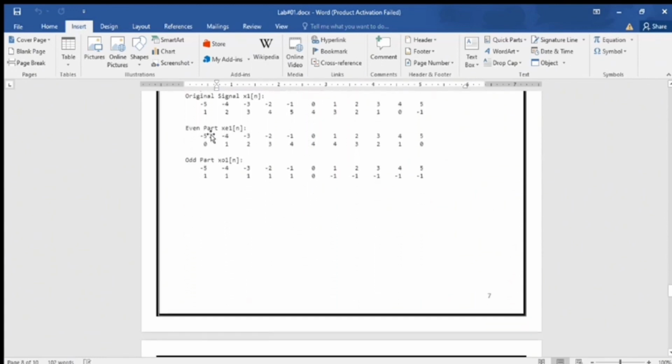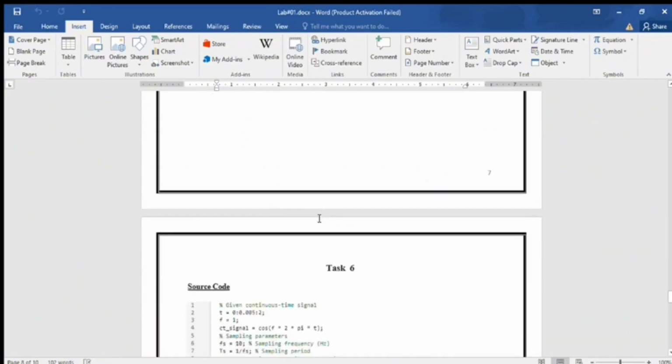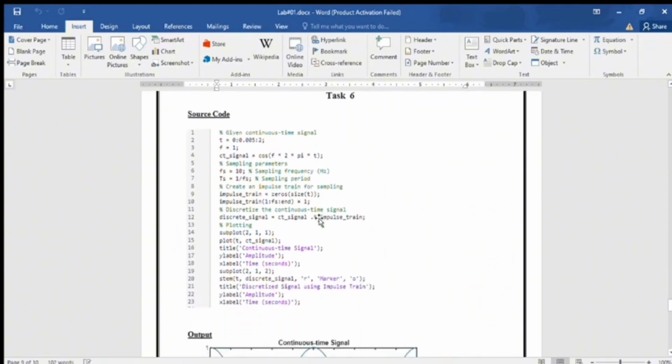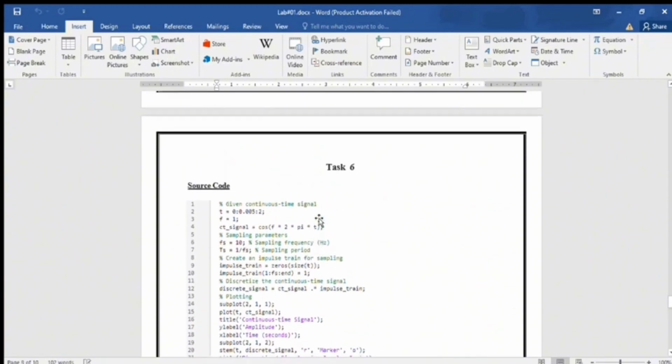First we are plotting the continuous time signal. We have this continuous signal. We are going to discretize it by using the Nyquist theorem and multiplying it by an impulse train of high frequency. So we have that discrete signal as an output.